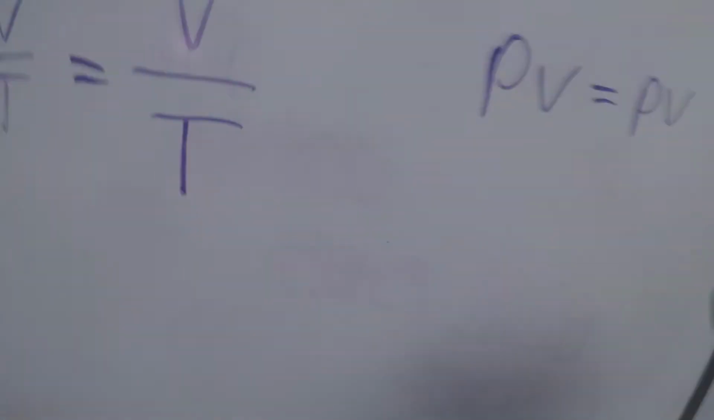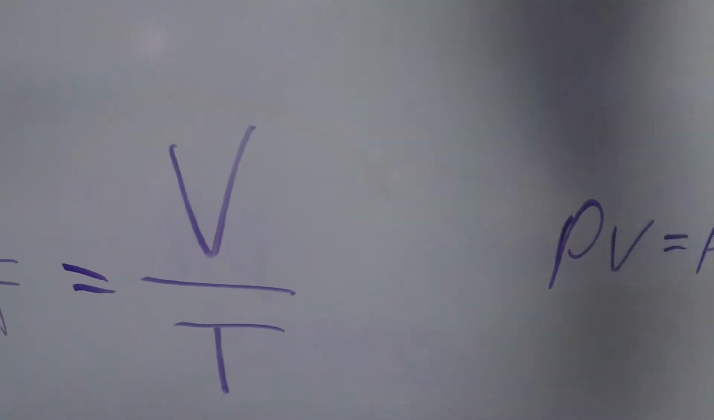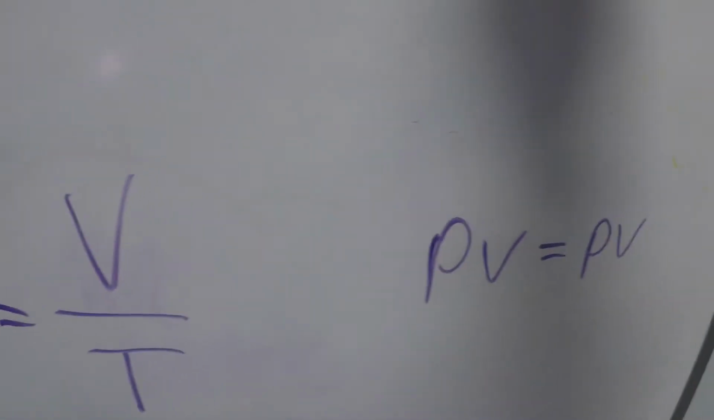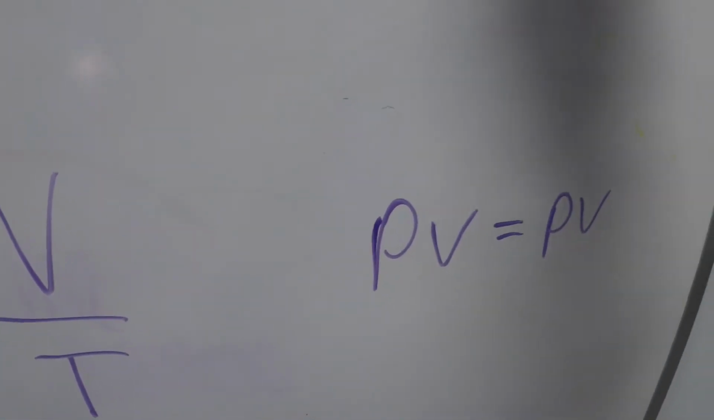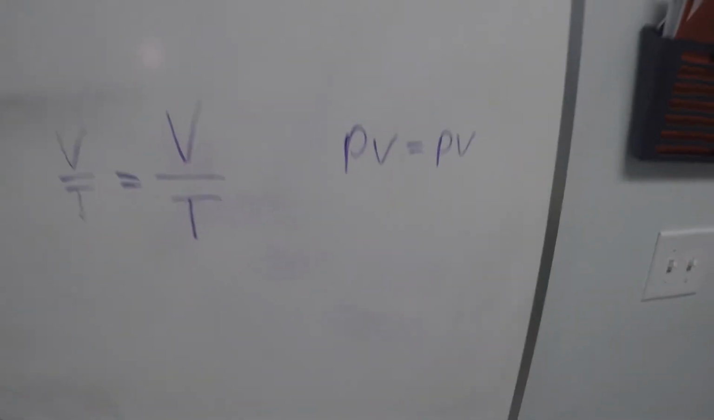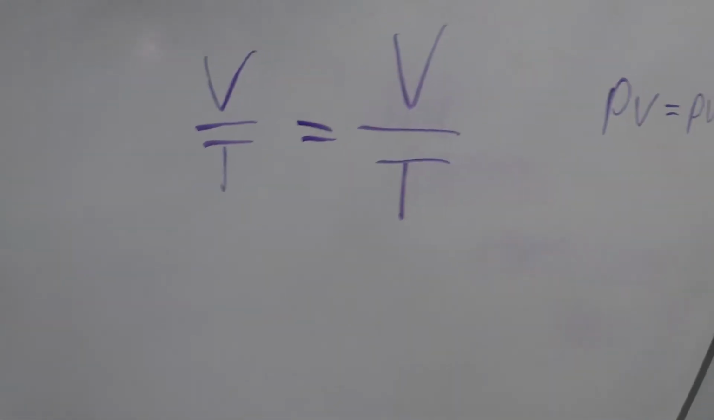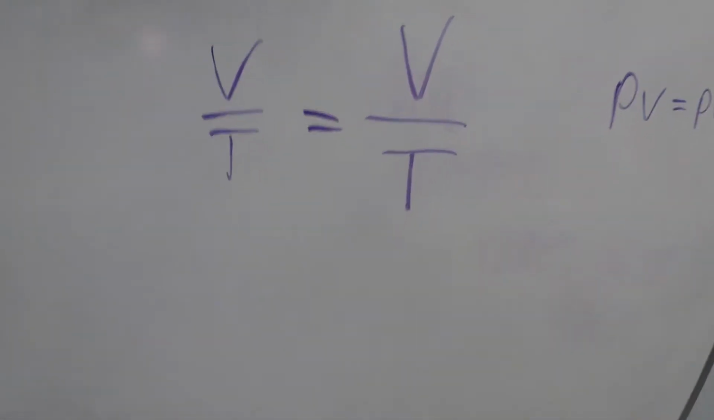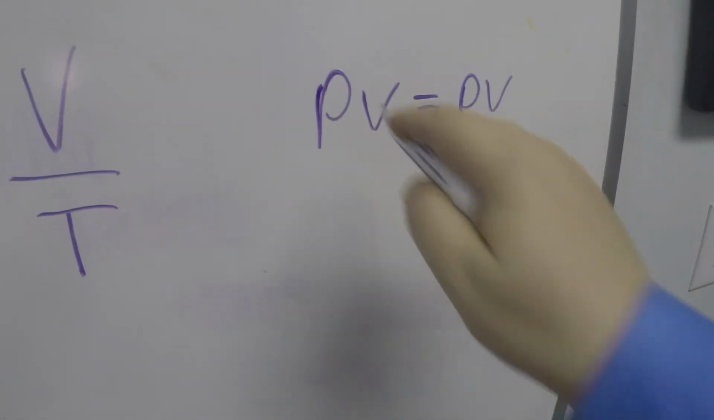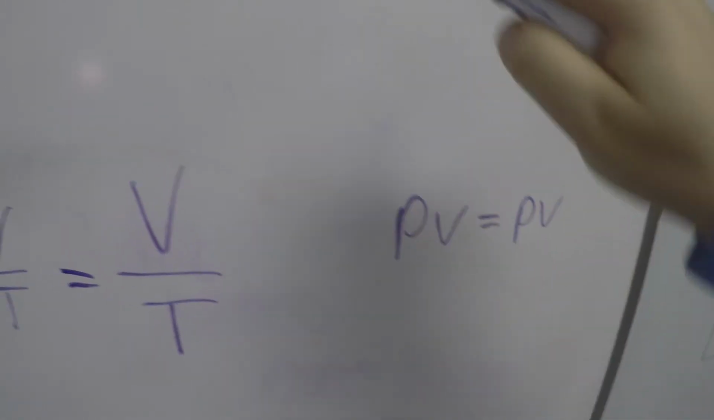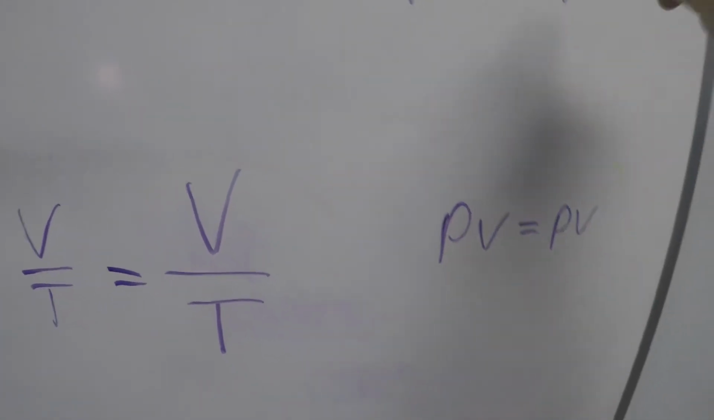So we can write our new formula on the board. We can write that pressure over temperature is equal to pressure over temperature. So that's our new formula that we have. So we've discovered three gas laws so far by doing our lab. First, that V over T is equal to V over T. Second, that PV is equal to PV. And third, that P over T is equal to P over T.